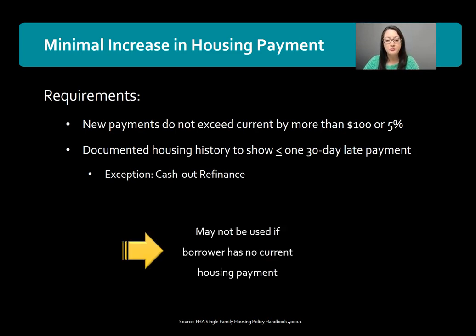Now, it's important to remember for this compensating factor that you can't use it if the borrower has no current housing payment. It may seem pretty obvious, but if you've got a situation where someone was maybe living with a family member or living with their parents, it could be difficult to prove the housing payment history in that case.